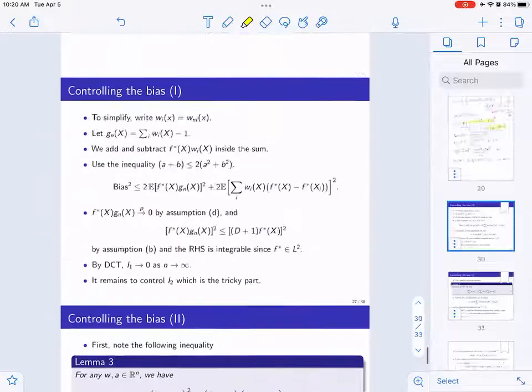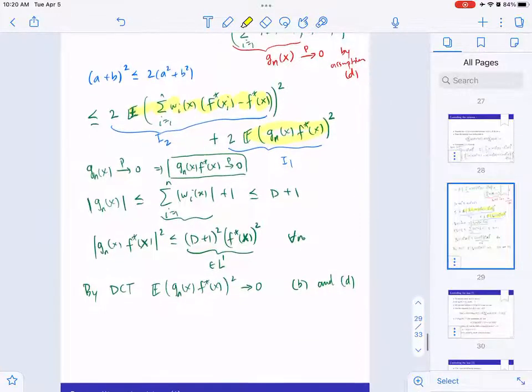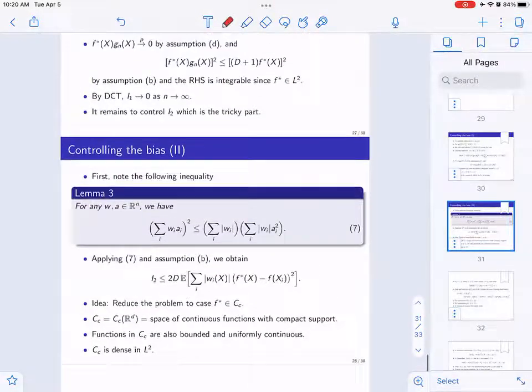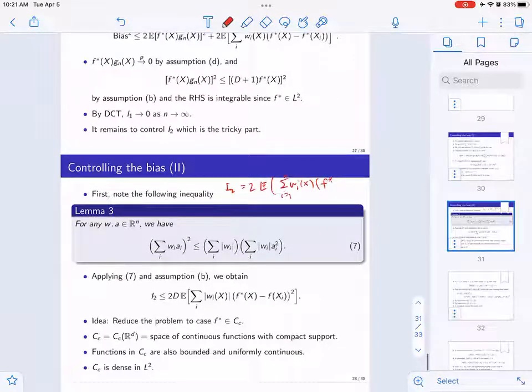In order to deal with this term, let me rewrite it. So I2 basically is 2 times the expectation of the sum over i from 1 to n of Wi(x) times (f star of Xi minus f star of x), and the whole thing is squared. Let's see if I made a mistake, hopefully not.